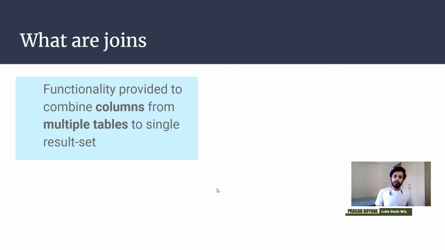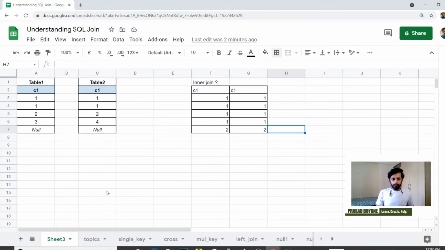So I have come up with my definition. Joins are basically one functionality provided to combine columns from multiple tables into a single result set. Okay, so we are not adding the rows; what we are doing, if we have multiple tables, is combining the columns into one result set. Okay, so let's see one example of it.